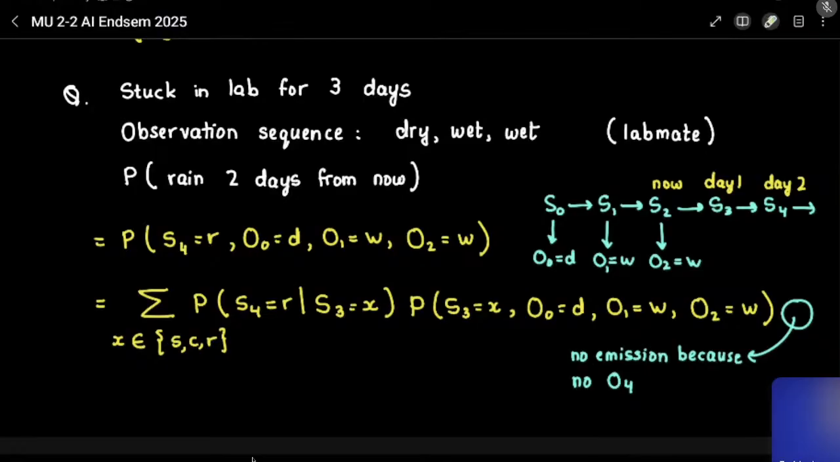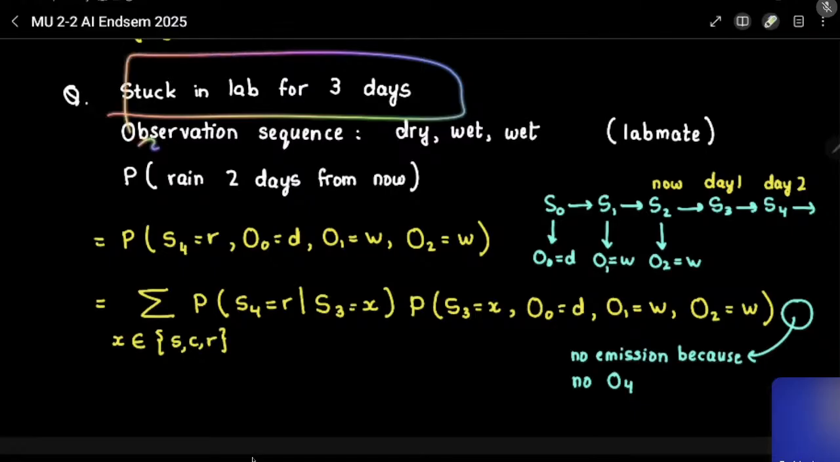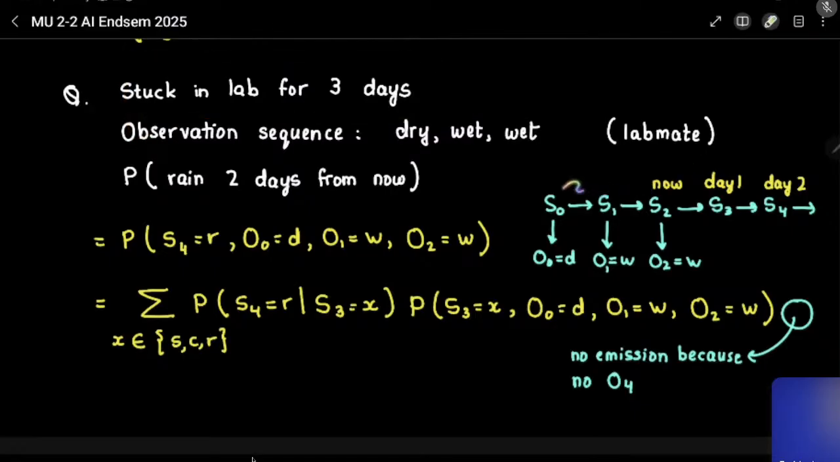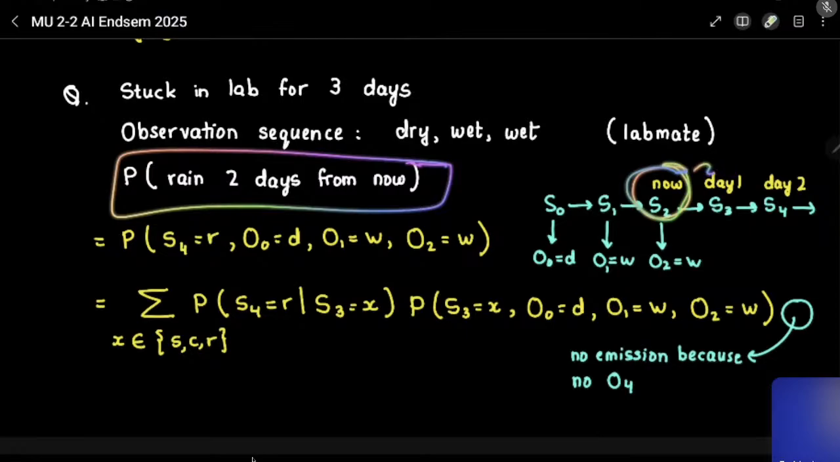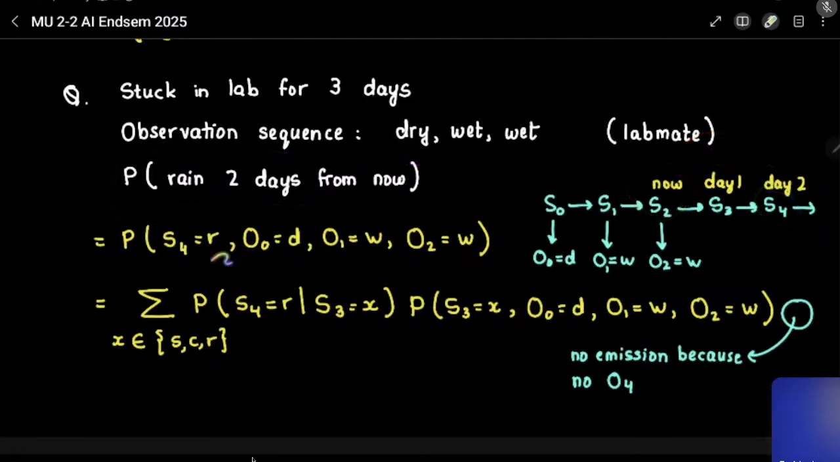Second question, you're stuck in the lab for 3 days. You have the same observation sequence. Now they're asking you to find the probability that it will rain 2 days from now. So if you're stuck in the lab for 3 days, you'll be here, no? Day 1, day 2, day 3. Or day 0, day 1, day 2 is your third day. You're here. Now they're asking you to find the probability that it will rain 2 days from now. So 2 days from now means S4. So they're asking you to find the probability that S4 is raining. S4 is rain.